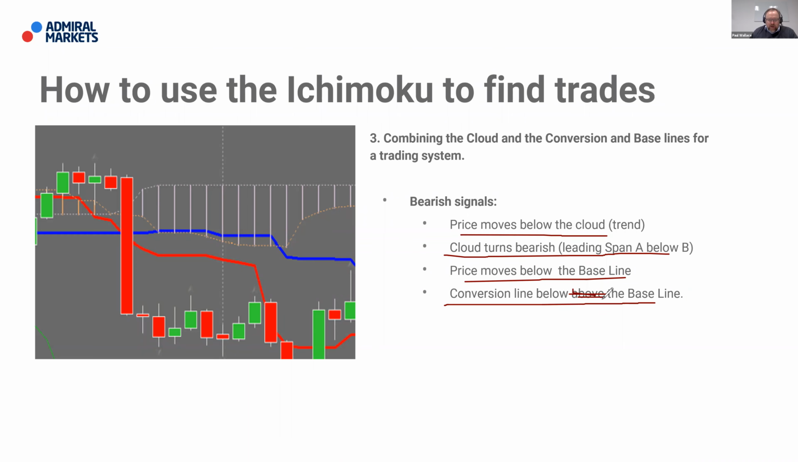The conversion line is below the baseline, and that's what we're particularly looking at here. So we can see price action here is below the conversion line, which is below the baseline, which is below the cloud, and the cloud has turned negative here as well. So once again, you've got those four elements, that confluence of events, the four elements coming together, and that is what gives us the confidence to trade in the direction of what we believe will be the new trend.